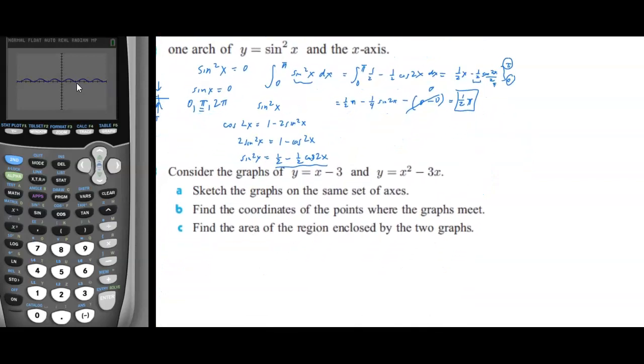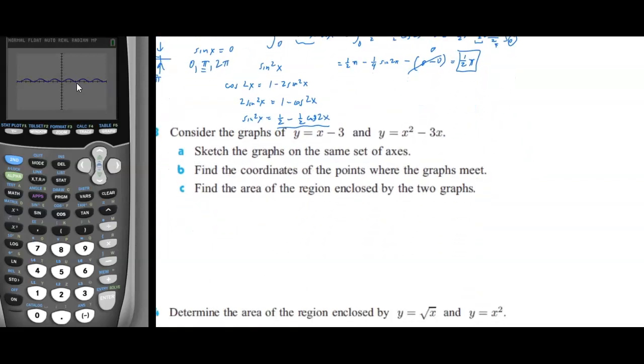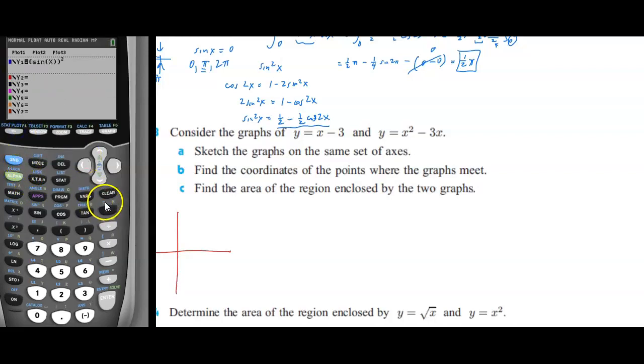Okay, number 3. Consider the graphs of y equals x minus 3 and y equals x squared minus 3x. Sketch the graphs on the same set of axes, etc. Let's draw axes, and then we will use the calculator to draw these two functions. So the top function, well, I don't know which one's the top and which one's the bottom. I'll just put them in the order they gave it to us. X minus 3 is linear. X squared minus 3x, that's a parabola. It's a parabola that opens up.